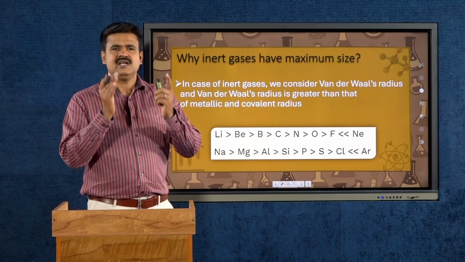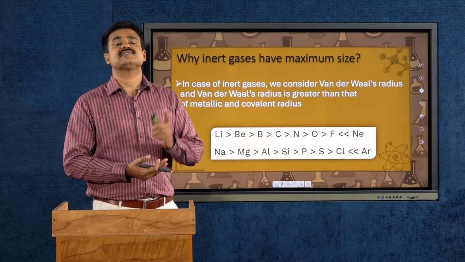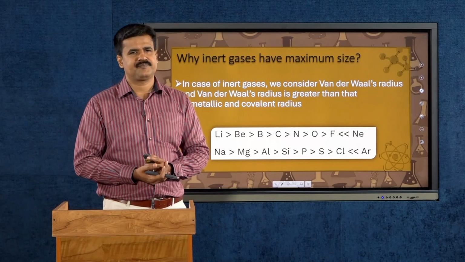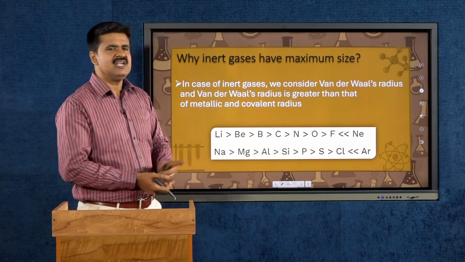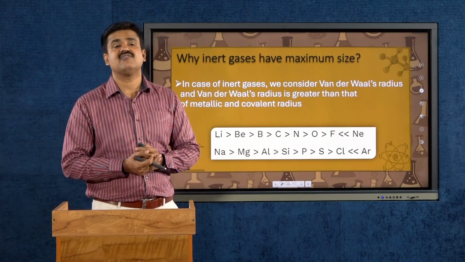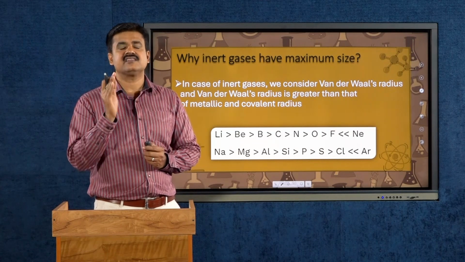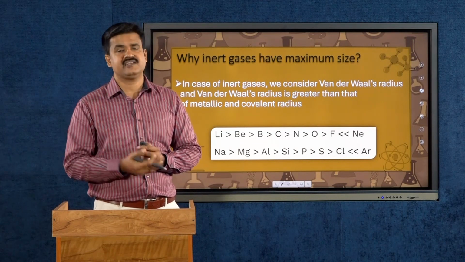Now, a very significant question: why do inert gases have maximum size? The answer is here itself. In the case of inert gases, we consider van der Waals radius, and van der Waals radius is greater than that of metallic and covalent radius.